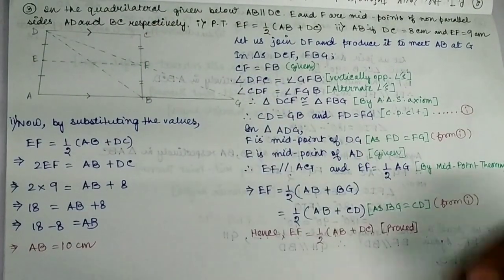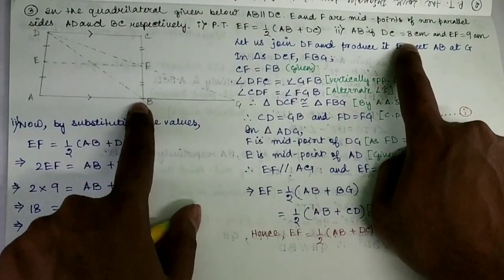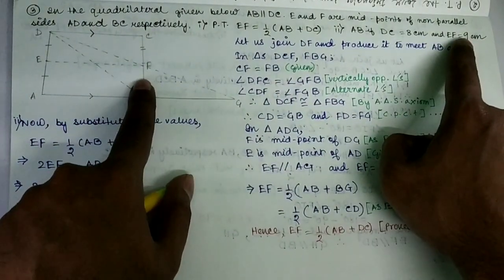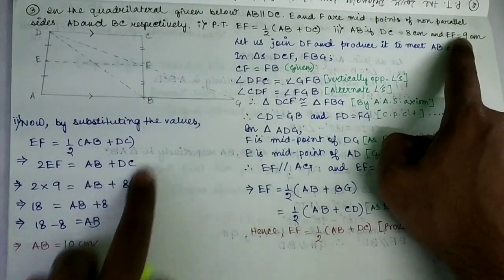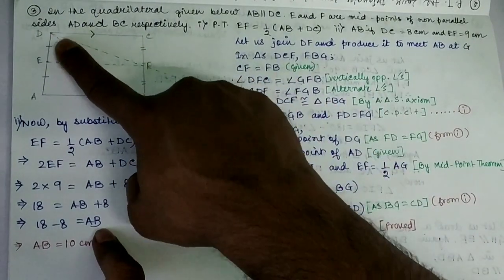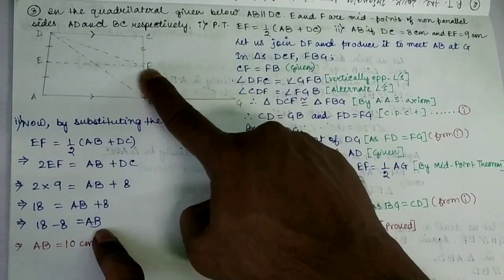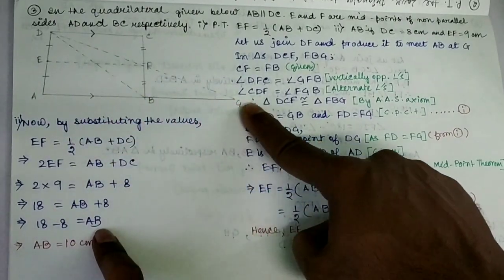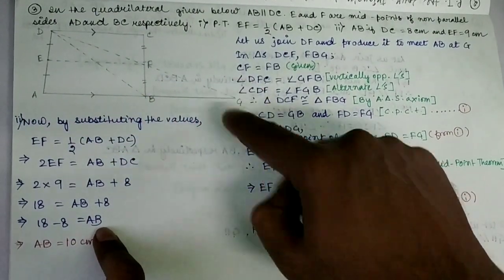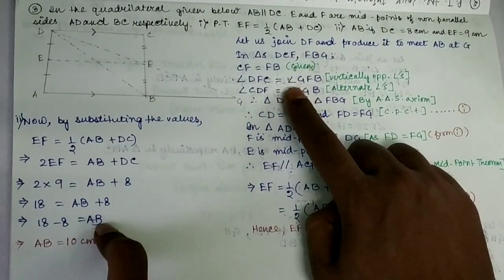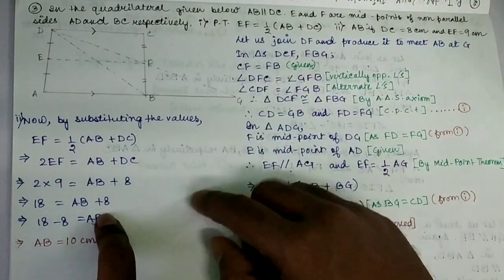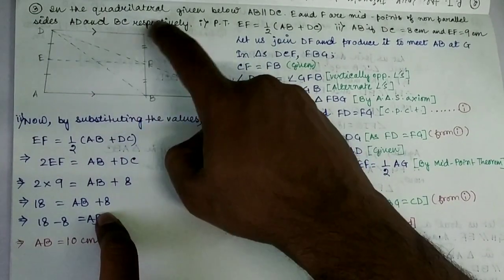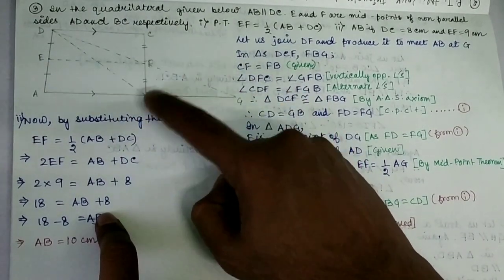Also they have told us to find the value of AB if DC equals 8 cm and EF equals 9 cm. So first what we will do? First we will produce this line DF, and we will produce it so that it meets this line segment AB at point G. Now we will prove the congruency of two triangles. Which two triangles? Triangle DCF and triangle FBG.